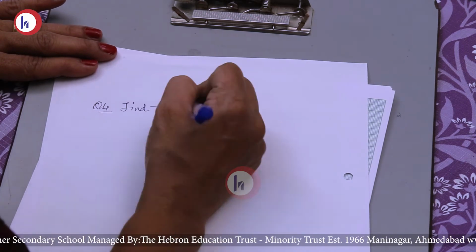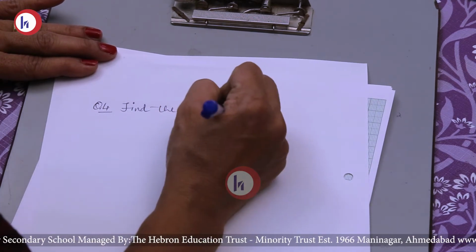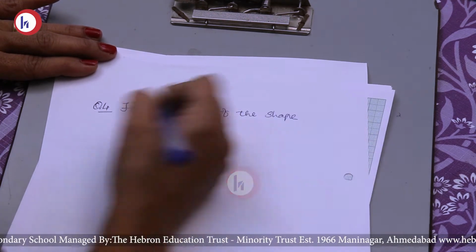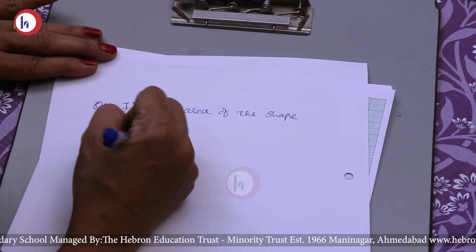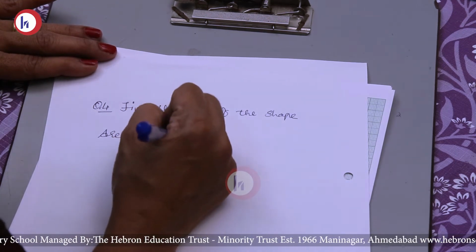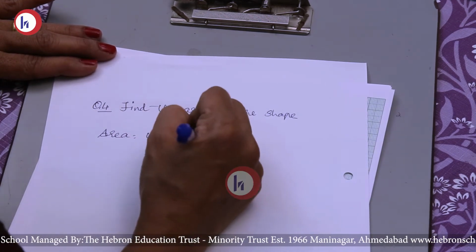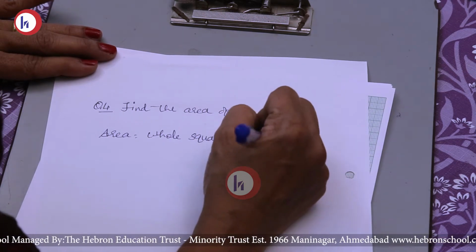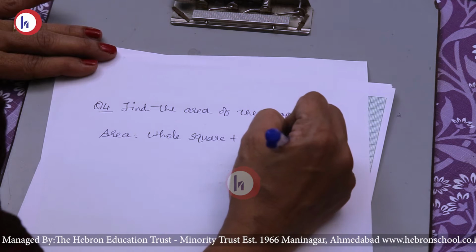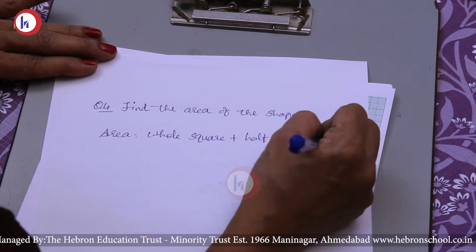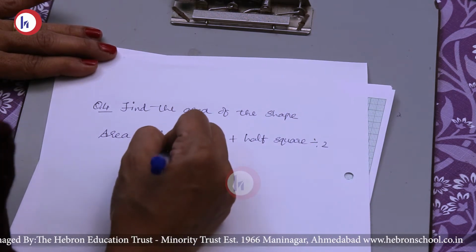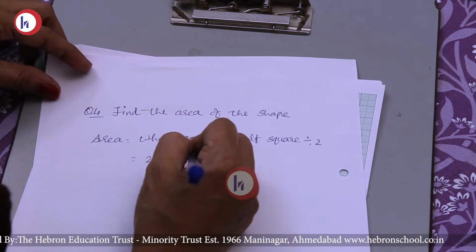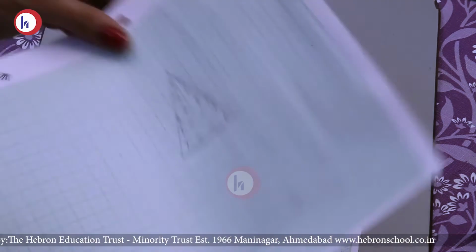Find the area of the shape. Area is equal to whole square plus half square divided by 2. Whole squares only 2 and half squares 12. I think it was 12. 12 divided by 2. Come on, let's check.